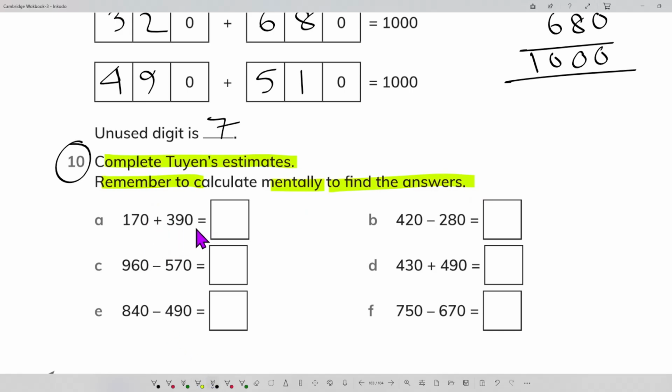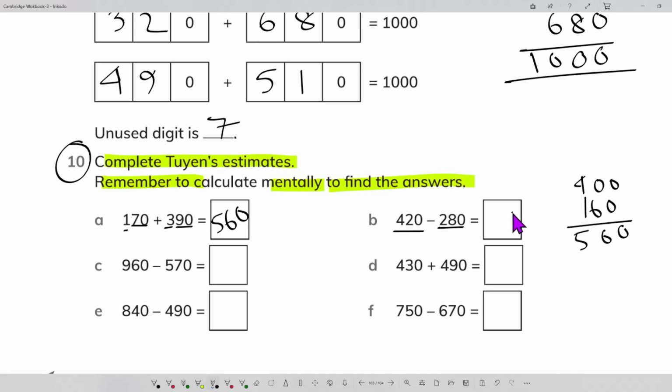here is 0 0. Let's say here is 70, here is 90, it means 160, and here is 3 and 1, it means 400. So we can say 560. Number B, 420, 280. So it's a very simple thing.